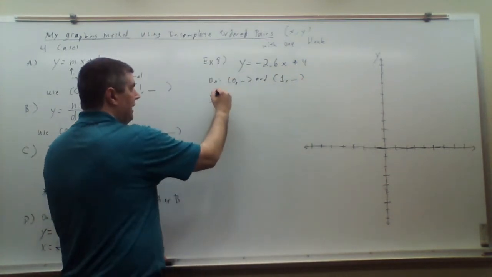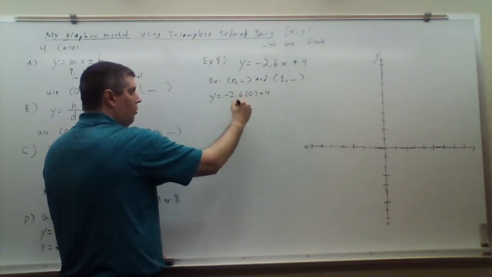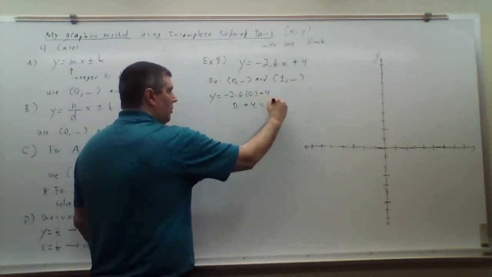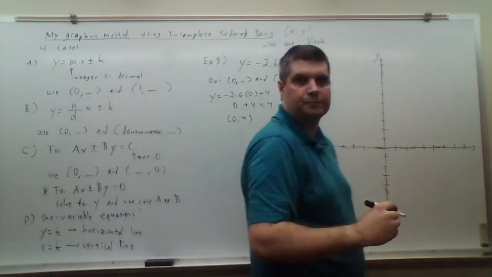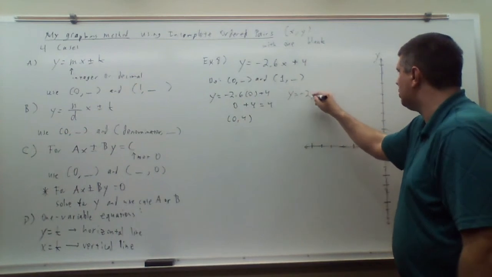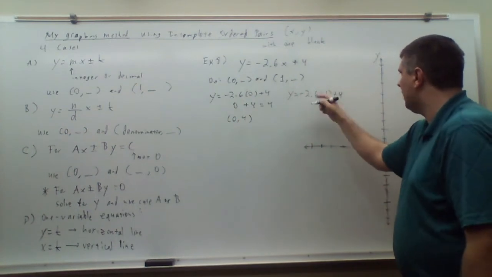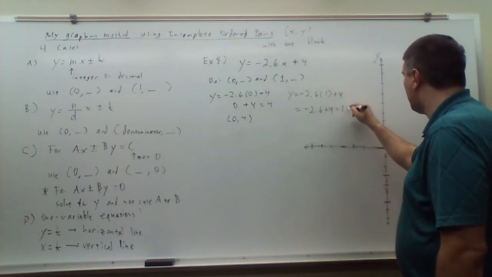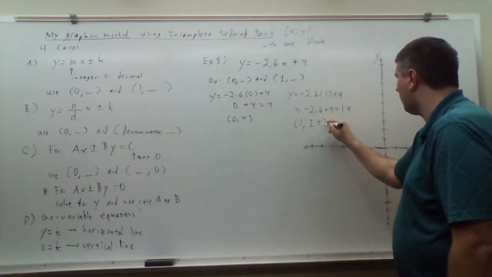So y equals negative 2.6 times 0 plus 4. Well, folks, that negative 2.6 times 0 is 0. 0 plus 4 is 4. So I have 0, 4. Over here, I'll have y equals negative 2.6 times 1 plus 4. Well, that's negative 2.6 plus 4, which is 1.4. So I have 1, 1.4.